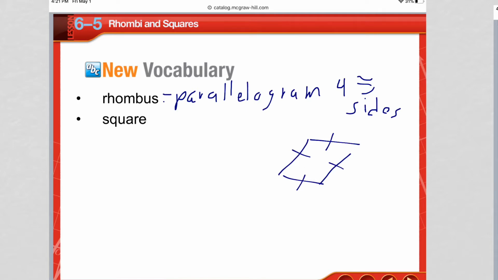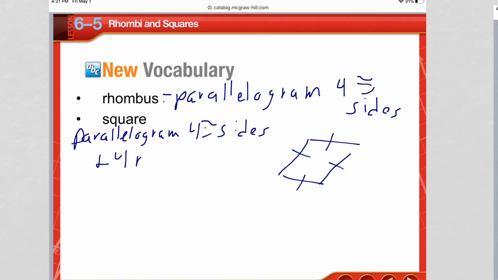A square basically is a rectangle and a rhombus together. So it again is a parallelogram first. So it has to have all the properties of a parallelogram that has four congruent sides and four right angles. So we all know that a square looks like this, but we also know all sides are congruent and all of these corner angles are right angles. So that is your definition of a square.